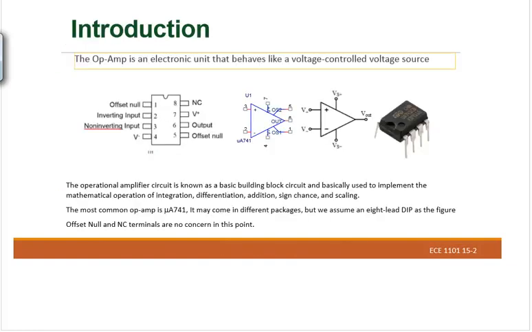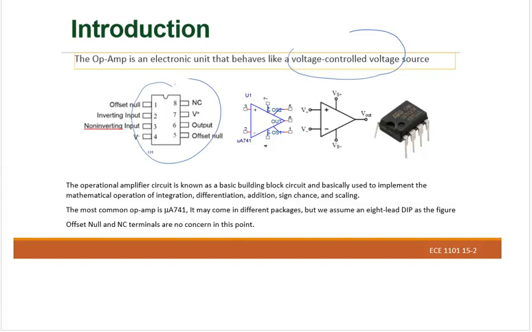The operational amplifier, which we call op amp, is an electronic circuit. It behaves just like a voltage controlled voltage source. Okay, the typical shape is a chip like this. We have 8 pins. You can have a different pin connection too.